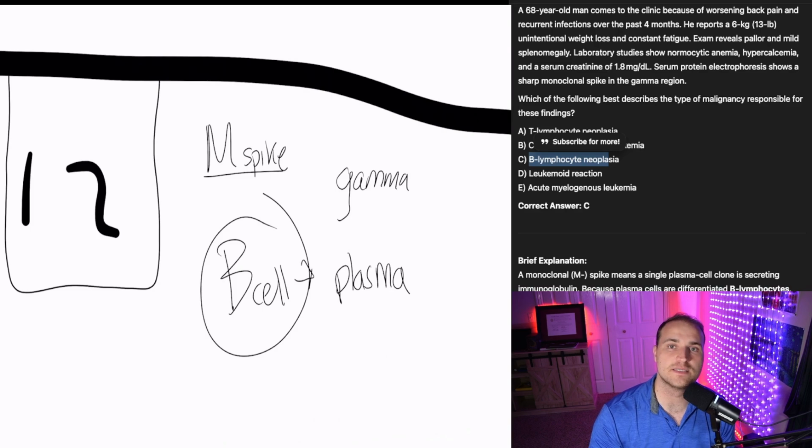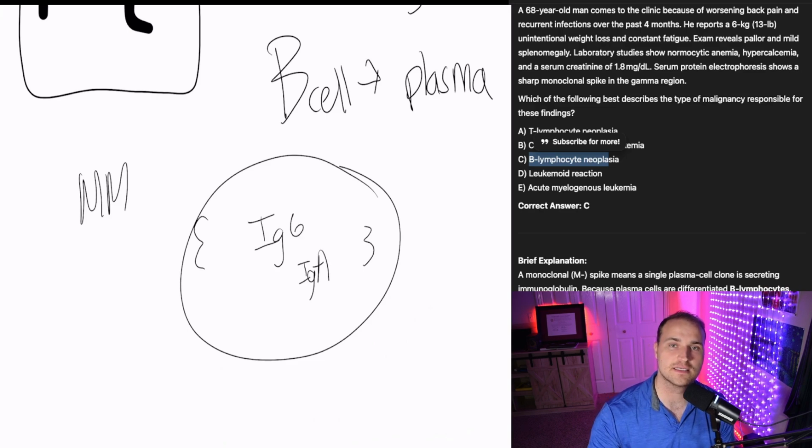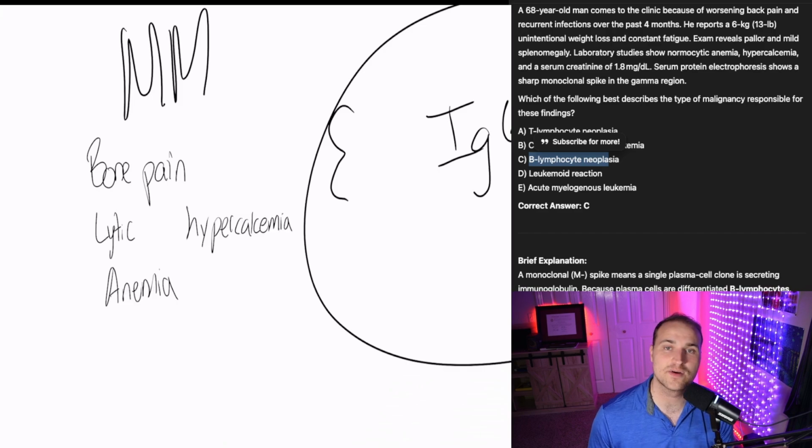And the bone marrow is packed with clonal plasma cells in multiple myeloma. So we have multiple myeloma, and here's our bone marrow, packed with clonal plasma cells, and they're overproducing one antibody type, which could be IgG or IgA, the most common ones. Then you'll see an M spike on electrophoresis. It's really important to know the associations: bone pain, lytic lesions, anemia, hypercalcemia, renal dysfunction, and sometimes hepatosplenomegaly.